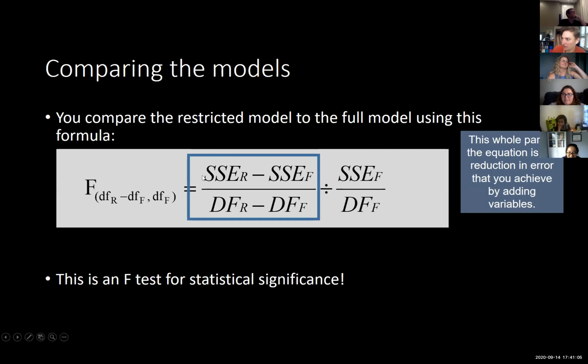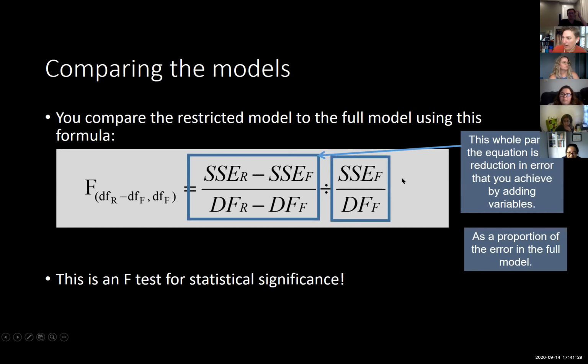this whole part right here, the difference between the restricted model and the full model, that's what we're doing. This is the reduction in error that we get by adding the variables to the full model. That's what we're estimating here. How much error did we reduce? The sums of squared errors from the restricted minus the sums of squared errors from the full. How much did it go down? And we're expressing it as a proportion of the error in the full model. Okay.